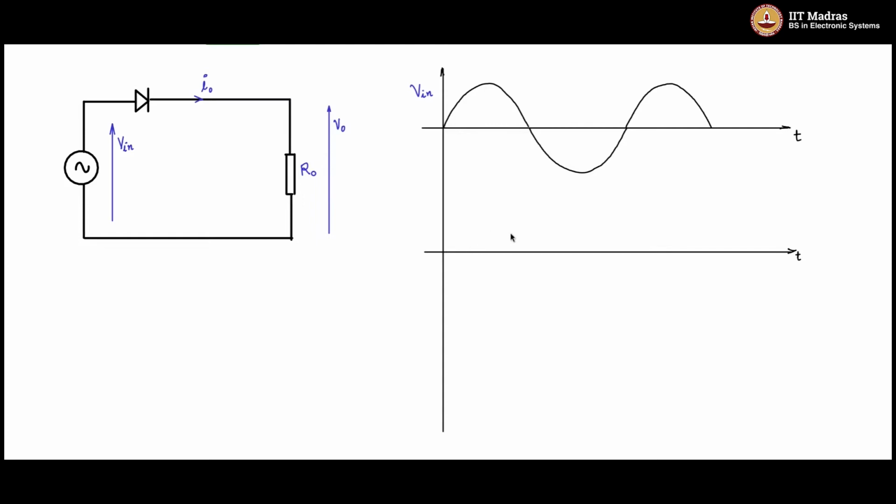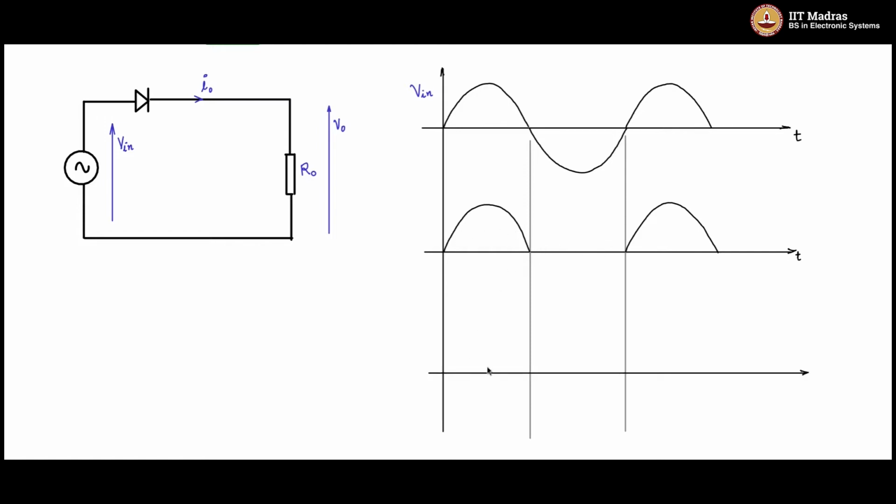So let us draw that part of the waveform. Let me mark these time zones. During the time when the input is positive, it will get through to the output, and during the time when the input is negative, it will not get through to the output. I will also draw one more axis to mark how the current looks like. So let me mark this as V0, and this is I0.